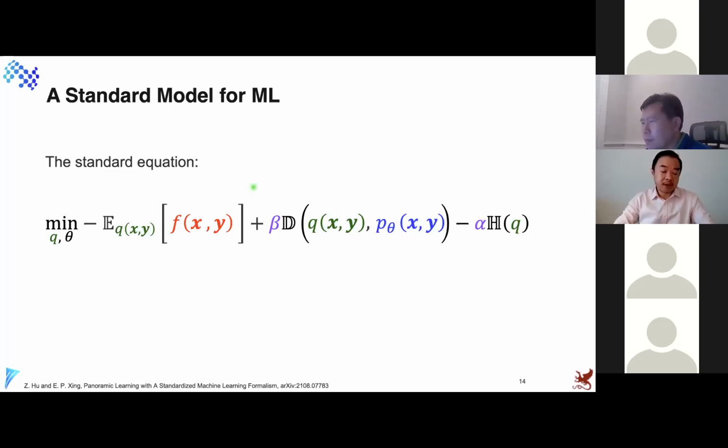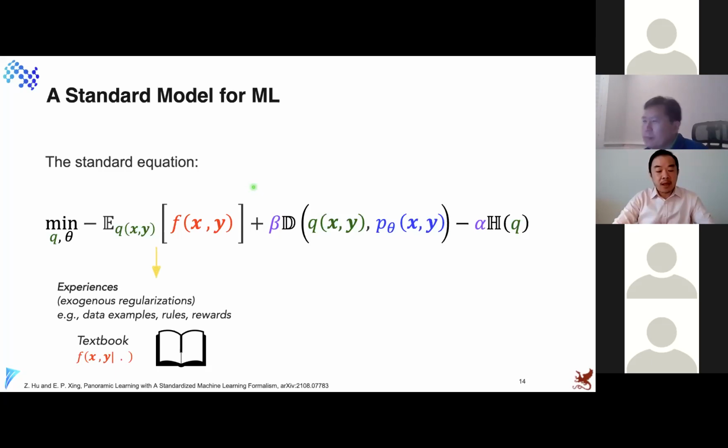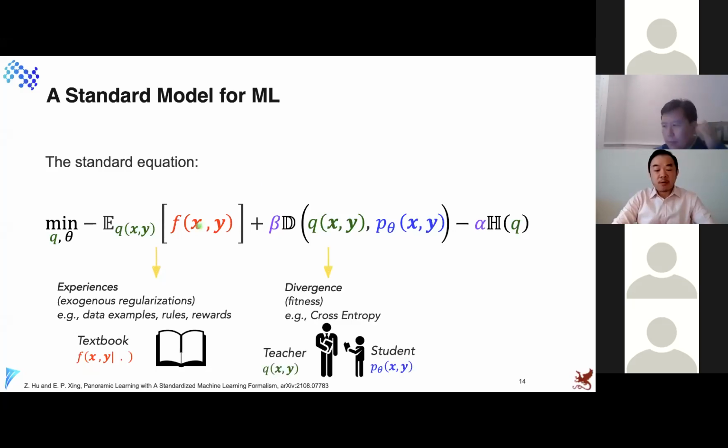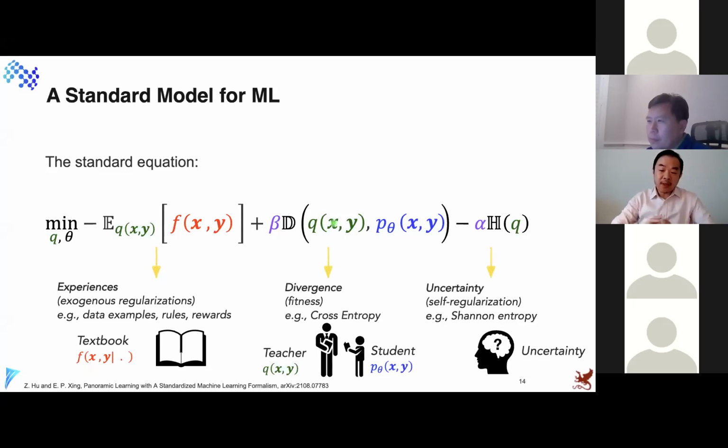It consists of 3 terms. The first term is what I would like to call the experience function, which can be used to encode data examples, rules such as the regularizers in posterior regularization, and rewards such as those you see in reinforcement learning, by instantiating different mathematical forms of this f function. The second term is called a divergence function. It is used to minimize the discrepancy between what you want to learn, the target distribution, and an auxiliary function known as the variational distribution Q, which is often the vehicle to achieve approximate learning. And thirdly is an uncertainty term, which governs the compactness of the model that you learn.